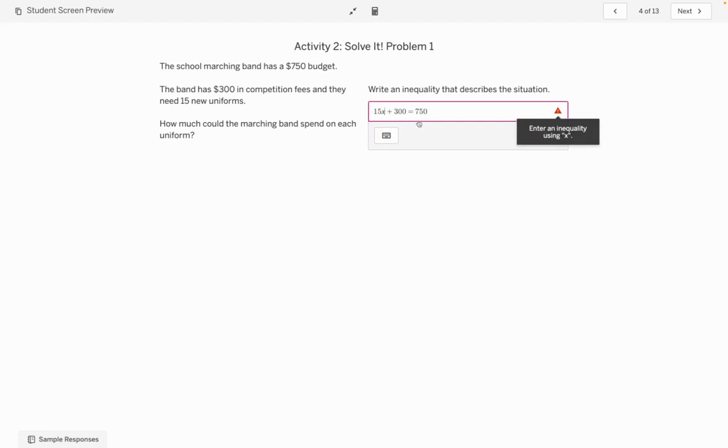And now that's 750. But we don't want an equation. We want an inequality. So we know their budget is 750, which means what they're going to spend has to be less than 750, but it can be equal to. So we end up with 15x plus 300 is less than or equal to 750. Thumbs up.